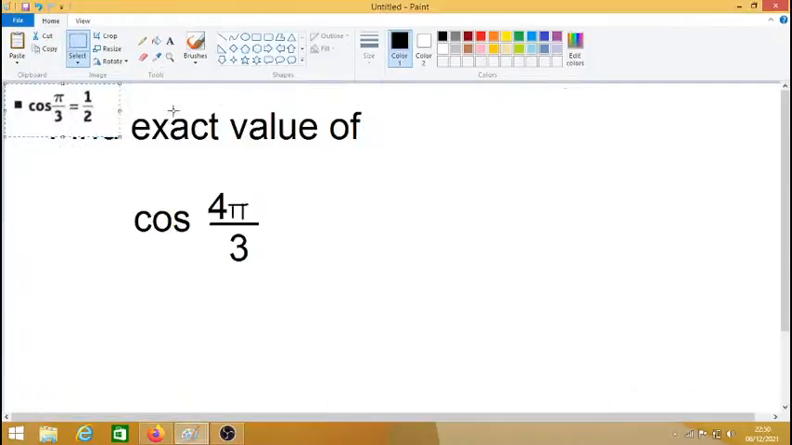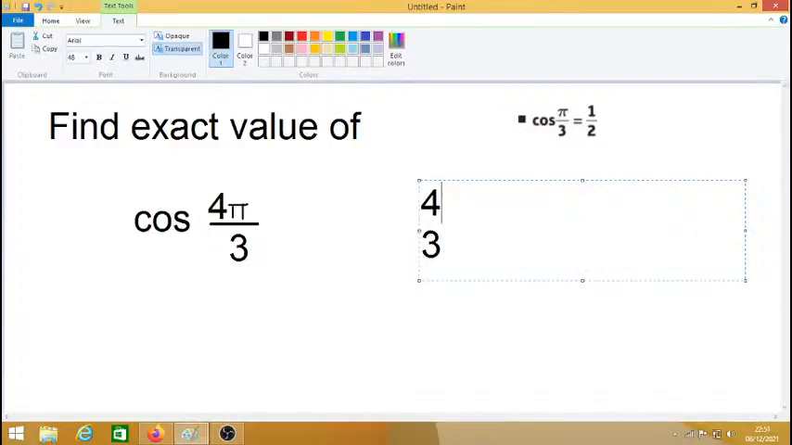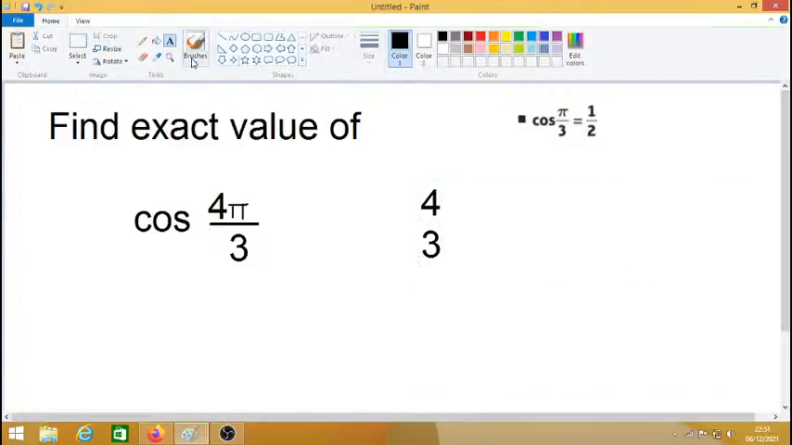And then what we notice is, how can I change 4 pi over 3 to look a little bit like pi over 3? It's not going to be exact. You can split 4 pi over 3. Remember that 4/3 is really 3/3 plus another third. And 3/3 is just a whole. That's just one complete whole unit.